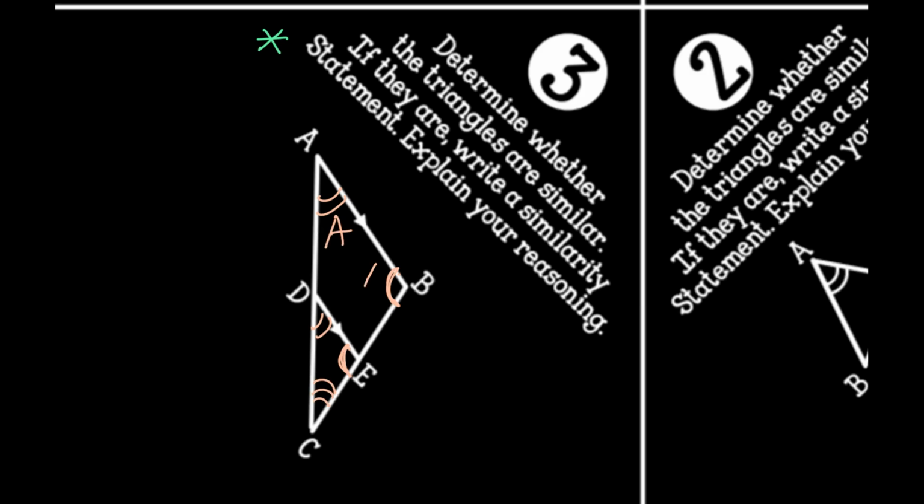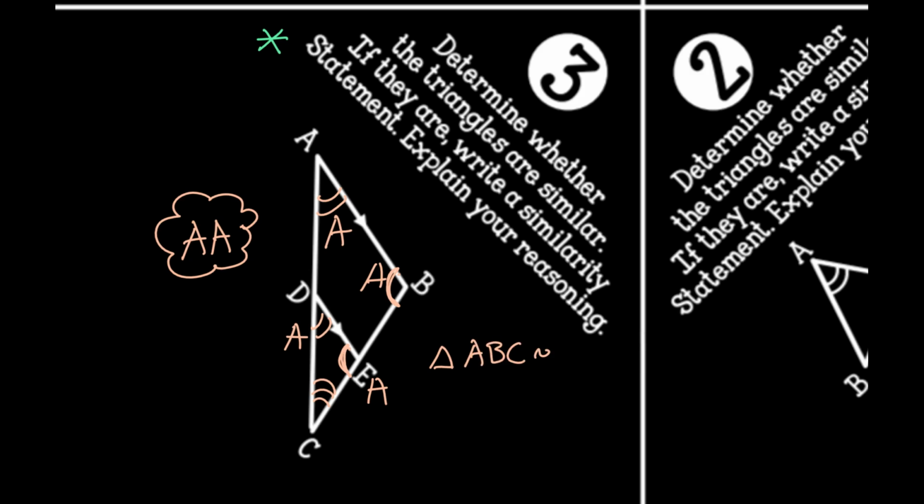So, how are these two triangles similar? By, again, AA. And what is our similarity postulate? Triangle ABC is similar to triangle DEC. Good.